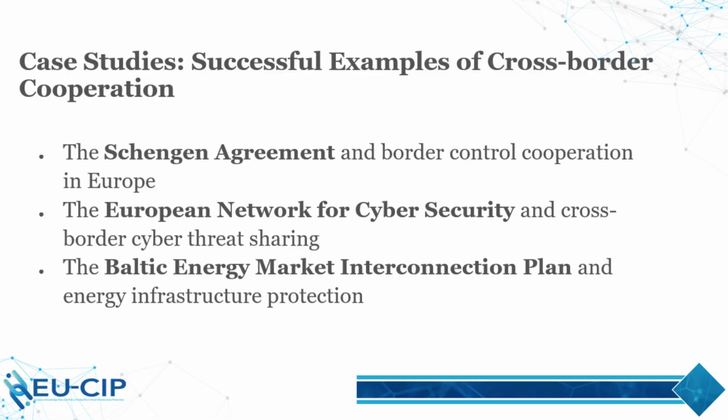Case studies: successful examples of cross-border cooperation. A. Case Study 1: The Schengen Agreement and border control cooperation in Europe. Initially established in 1985 and implemented in 1995, it marked a significant milestone in European cooperation by abolishing internal border checks and creating a single external frontier.